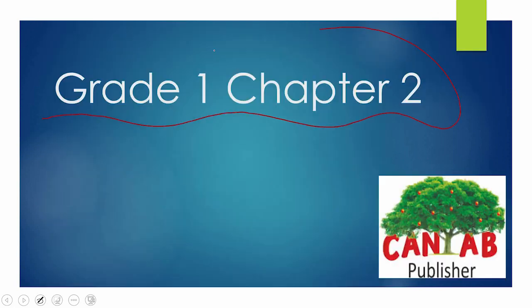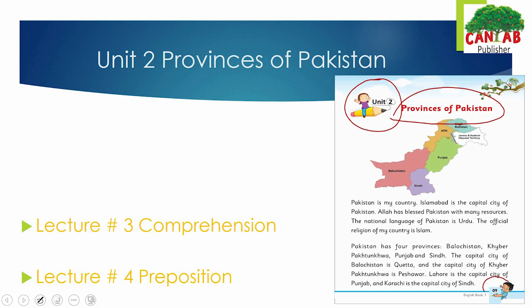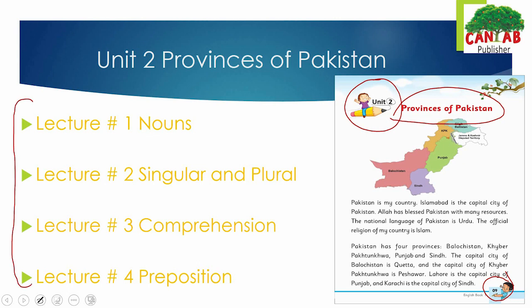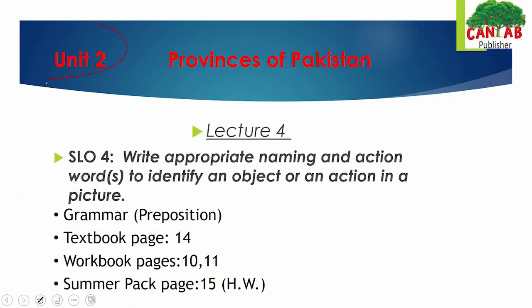Grade 1, Chapter 2. The name of the unit is Provinces of Pakistan. The unit Provinces of Pakistan is on page number 9 of the textbook. So far, there were 4 lectures for this chapter. Lecture number 1 was nouns. Lecture number 2 was singular and plural. Lecture number 3 was comprehension. And lecture number 4 is about prepositions, which we are going to do today. Unit 2, Provinces of Pakistan, lecture number 4. And it's the last lecture for this unit.